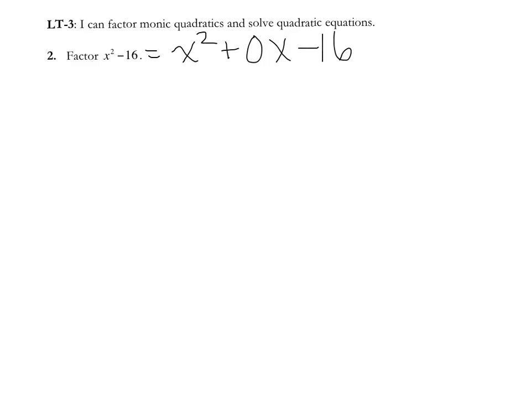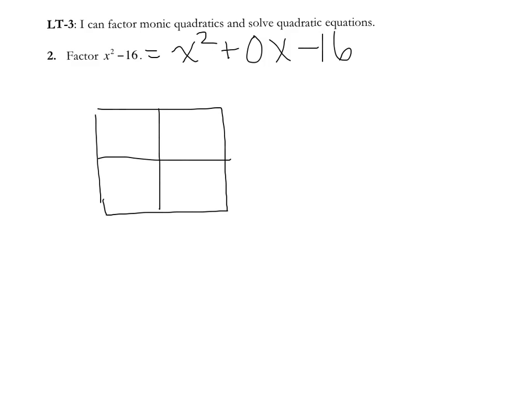So we know that this is going to come from having multiplied something that looks like x plus some number and x plus some other number. This top left box is going to be our x squared, this bottom right box is going to be our minus 16, and these other two boxes are going to be something times x, for the same reasons that I discussed in the last problem.